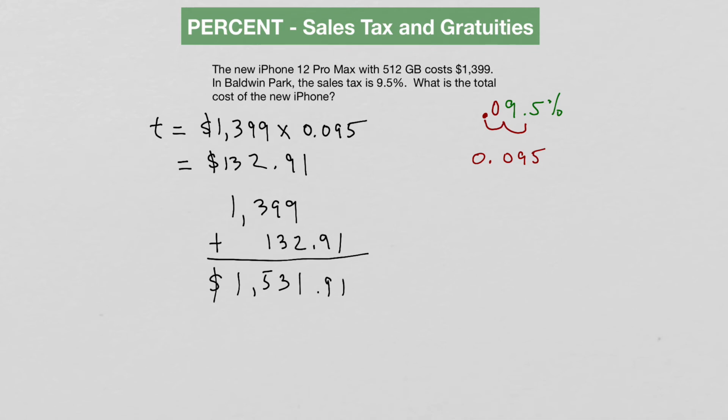Okay, so this ends up being a 2-step process, right? So this part here is step number 1. We calculate the tax amount. Then, step number 2, we take the tax amount and add it to the price of the phone to get our total. The second way to calculate this is really a one-step process. And here's how to do it.